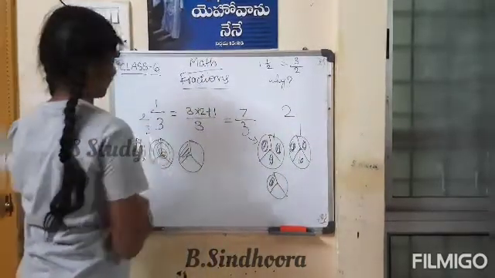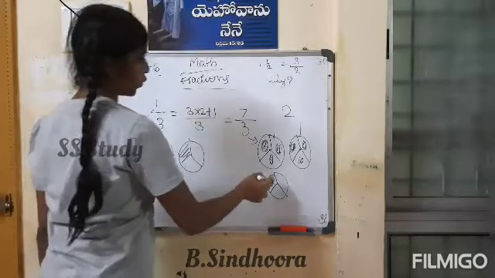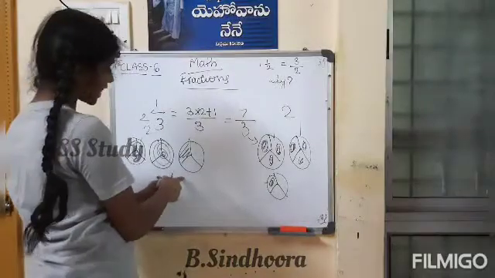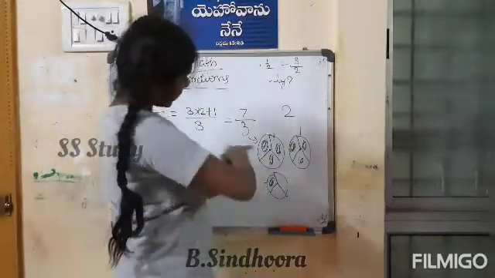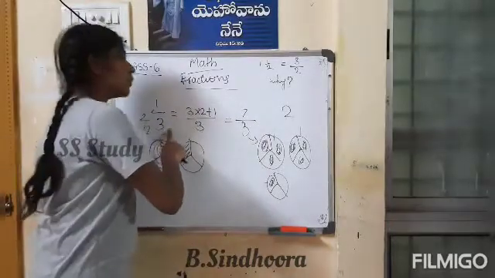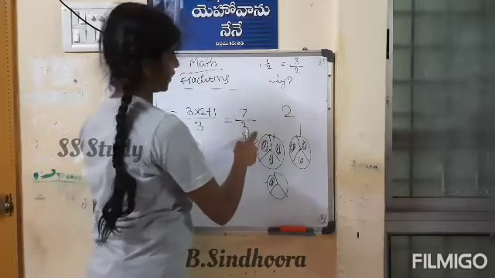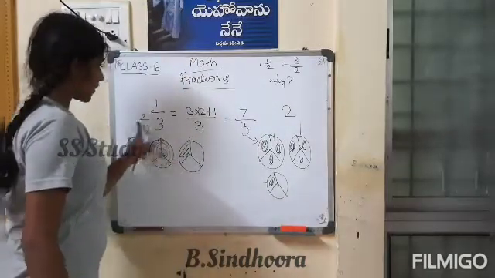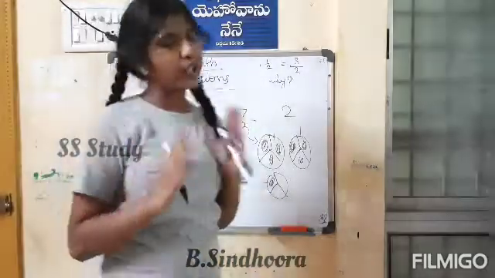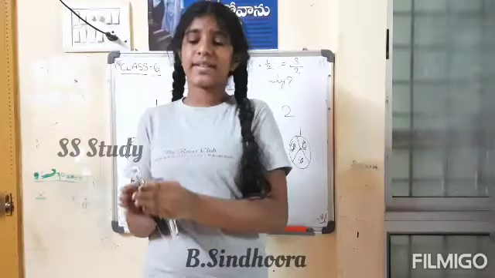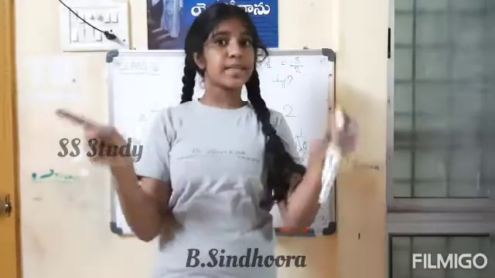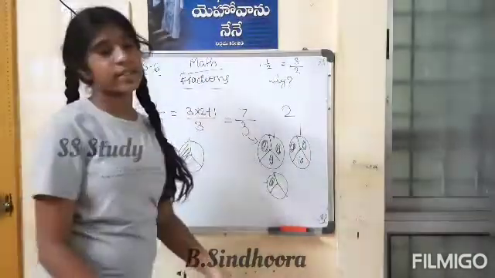Same 2 wholes. 1 by 3. 1 by 3. This fraction diagram indicates the same. These diagrams are the same, so 2 1 by 3 can be written as 7 by 3. If you convert, 2 1 by 3 is written as 7 by 3. You can write the mixed fraction 2 1 by 3 also as an improper fraction. This is the main topic and you need to understand this.